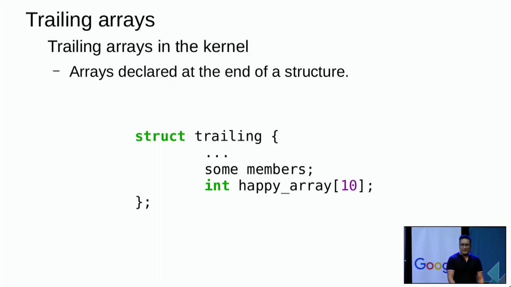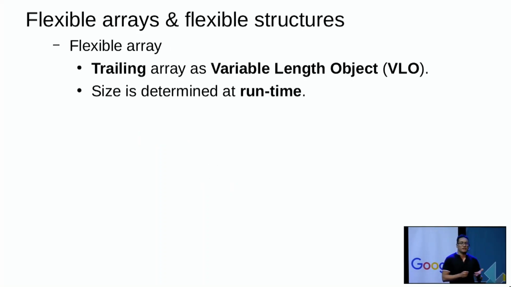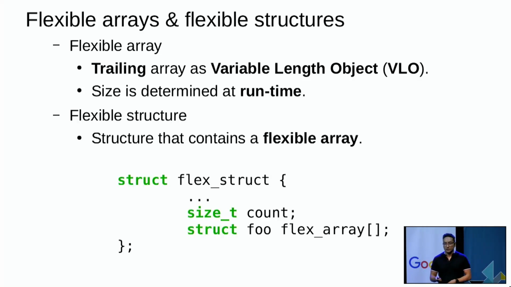Trailing arrays. A trailing array is merely an array that is going to be at the end of a structure. So here we have an example of struct trailing with a trailing array. Now, sometimes we need to use trailing arrays as variable length objects in the kernel. So that is an object that is going to live at the end of a structure, and at runtime we are going to be able to determine its total size. And this is an example of a flexible structure. A flexible structure is merely a structure that contains a flexible array at the end, which is a trailing array as a variable length object.